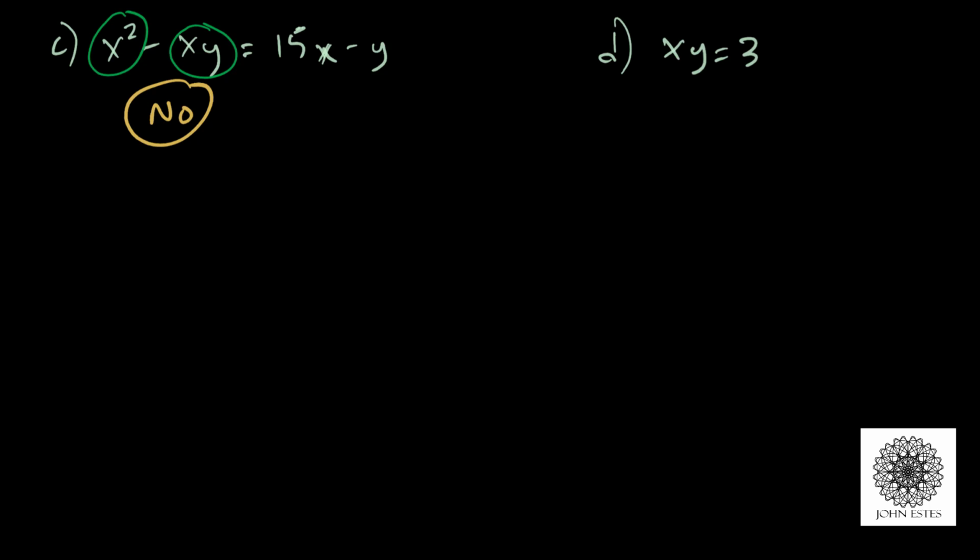Now moving on to part D. No, this is not linear either. Why? For the same reason. X times y, that's a degree 2 term. For linear equations, we need degree 1 terms. It's supposed to be ax plus by equals c, and not x times y. That doesn't work.